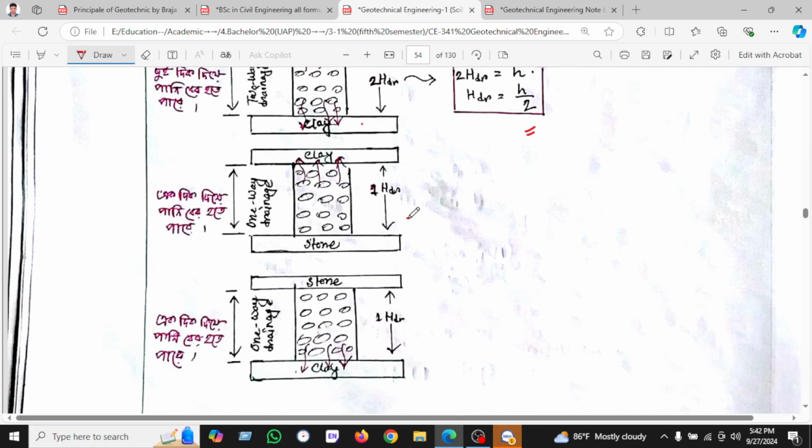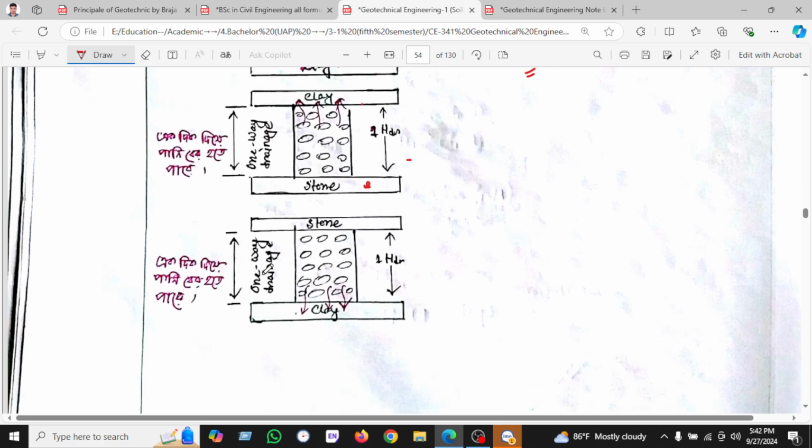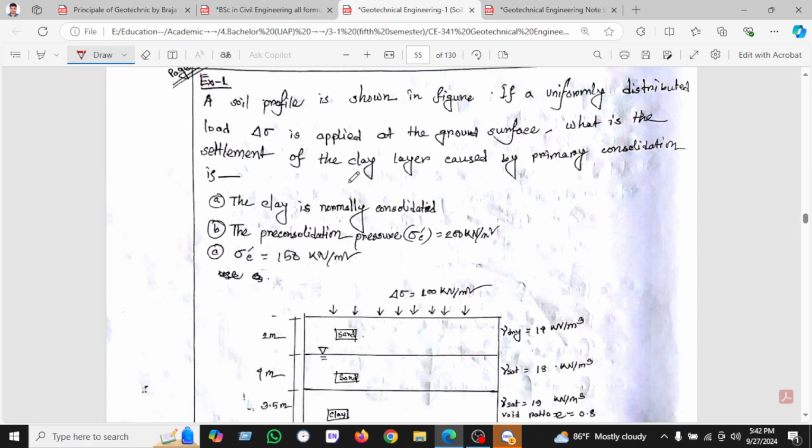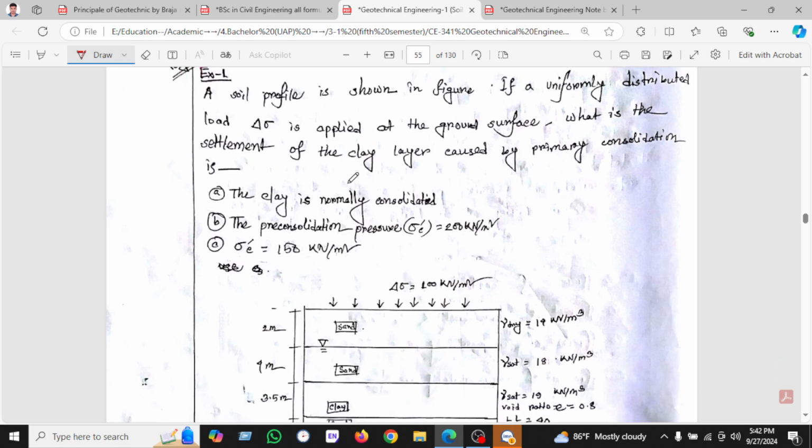On the other hand, we can see the second condition, if there is a stone on one side and clay on the other, the seepage is one-way drainage condition. So we can say here it is one-way. So let's start the example.